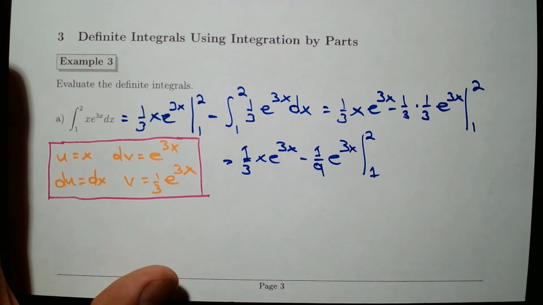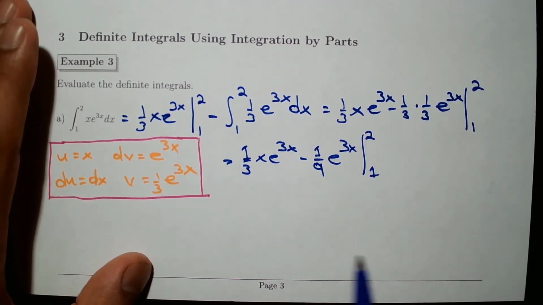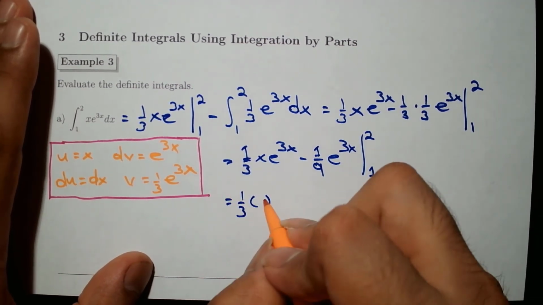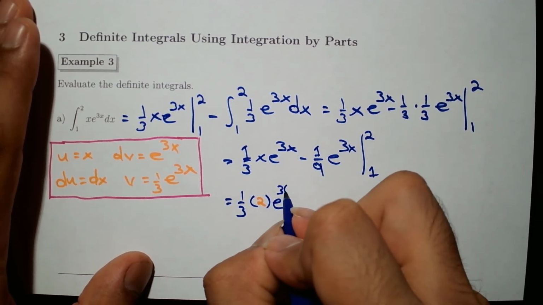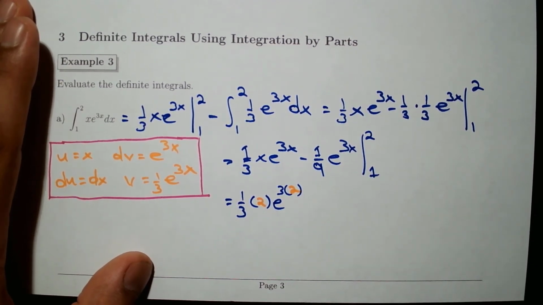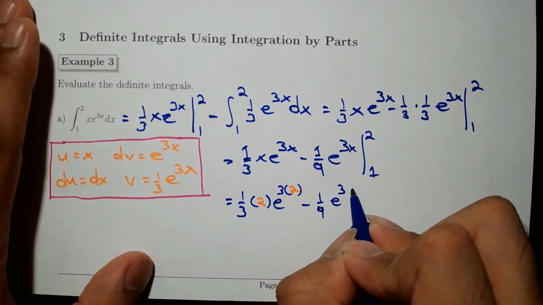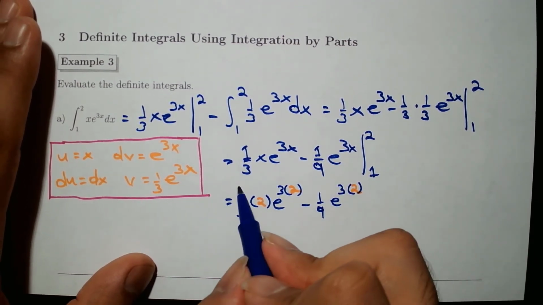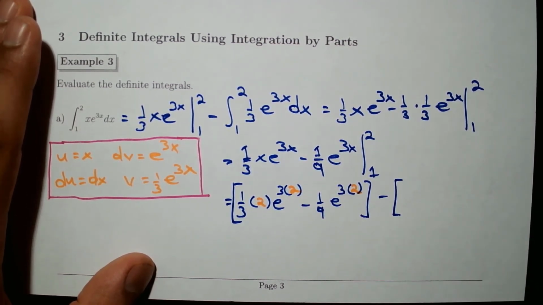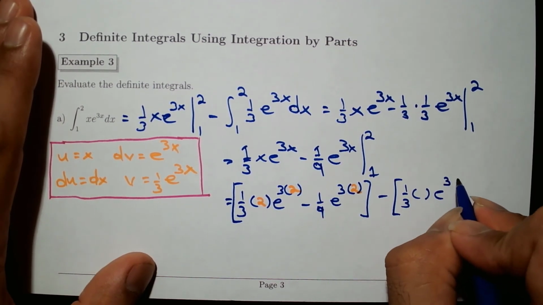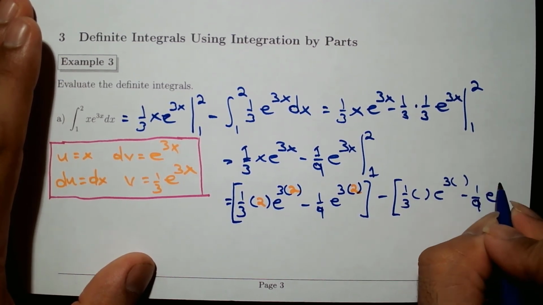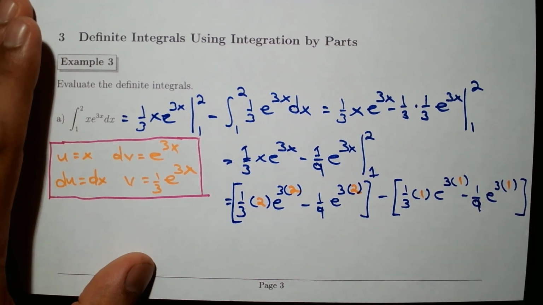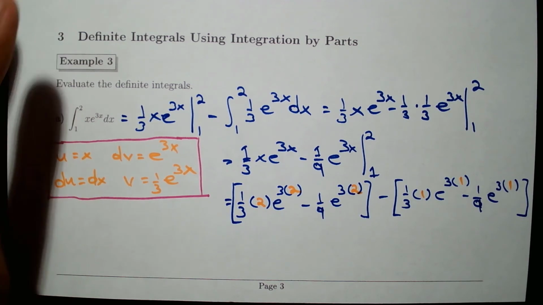Alright. So now it's time to apply the fundamental theorem of calculus and evaluate upper limit minus lower limit. So in this case, I'm going to do 1/3 the upper limit, which will be 2, e to the 3 times 2, minus 1/9 e to the 3 times 2, alright, in brackets preferably, minus brackets, we do the same, 1/3 and then 1 evaluated at 1.